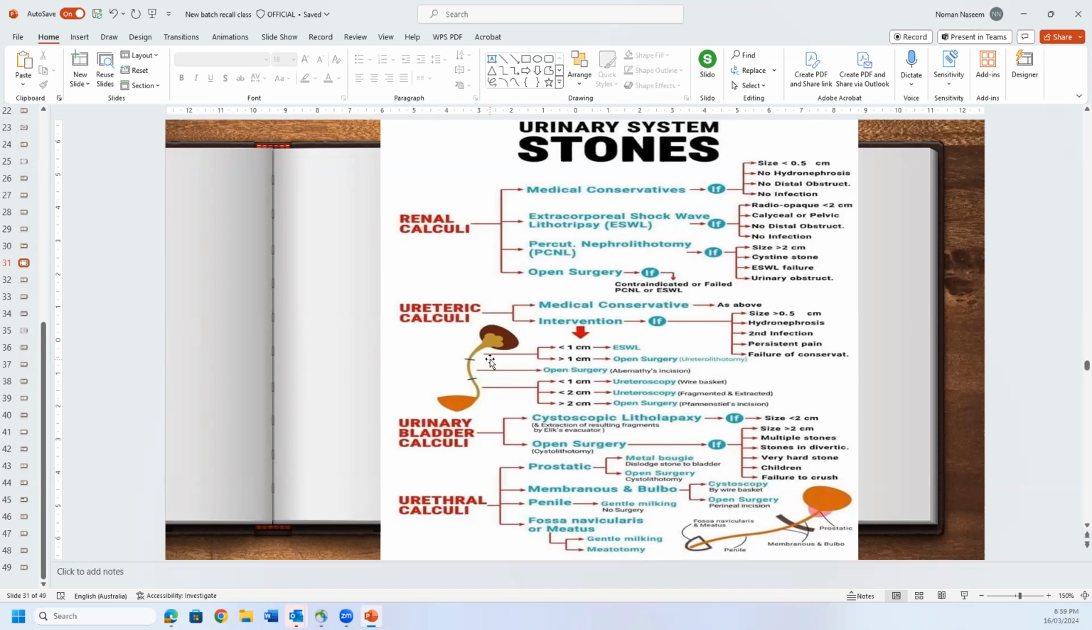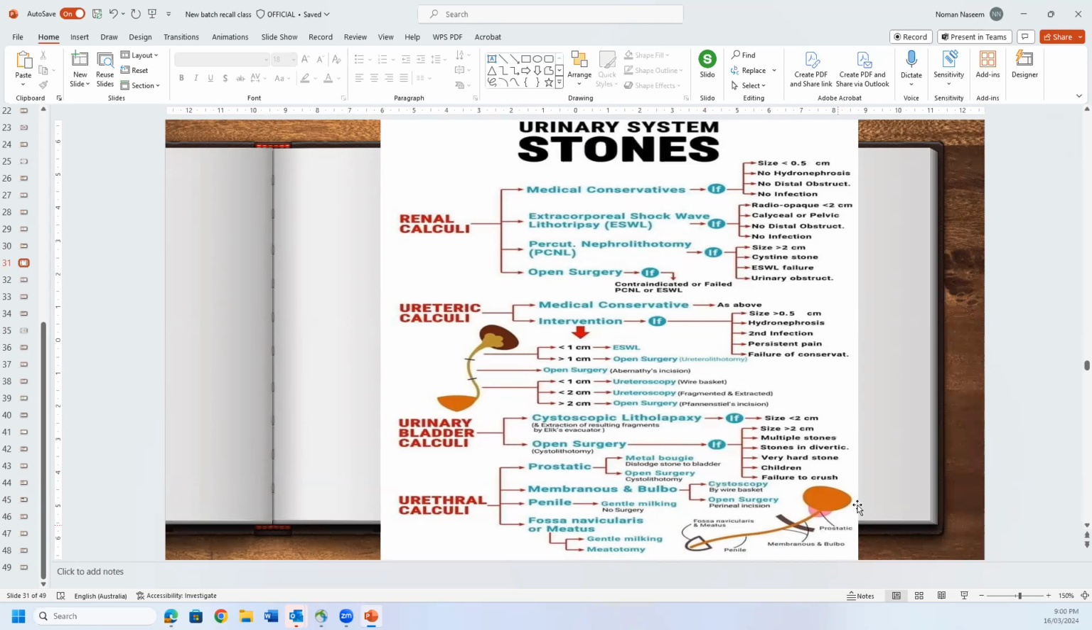Ureteric stone, again, if it is less than 0.5 centimeter, we'll wait for it to pass. If it's more than 0.5 centimeter, less than 1 centimeter, shockwave lithotripsy. Or if it is more than 1 centimeter, you need to do surgery.